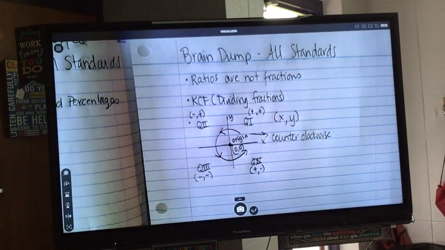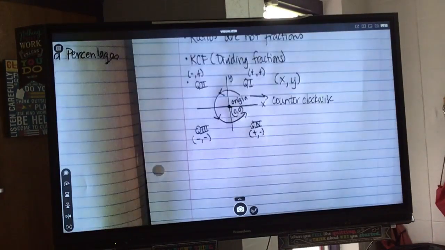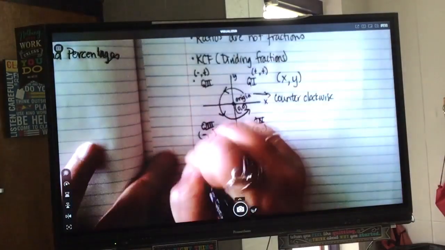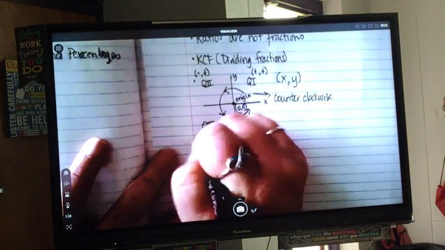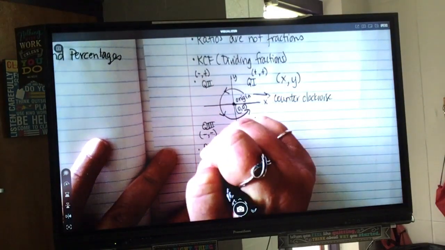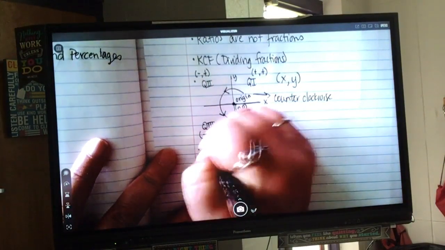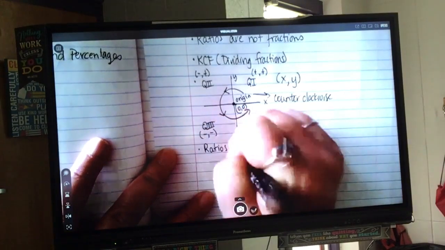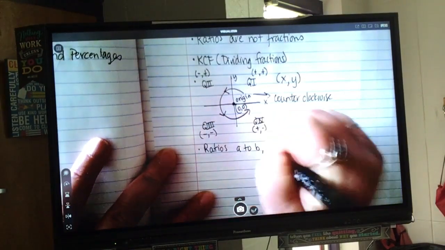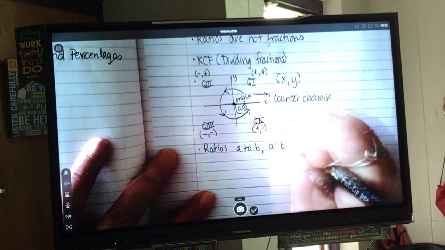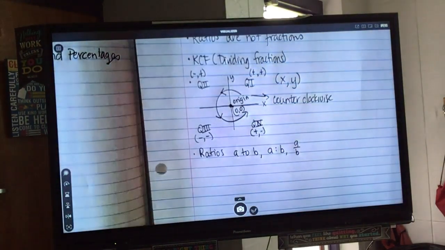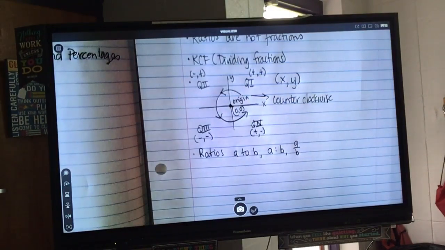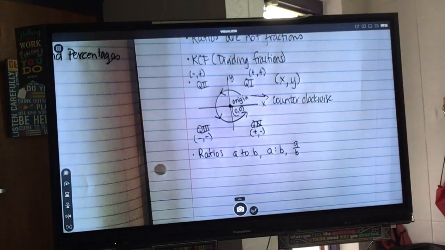All right, what else do you want to add to our brain dump? Delilah? Three different ways to write rates or ratios. So you have A to B, you have A colon B, and you have A to B. Okay? Levi, did you have your hand up, sweetie? Okay? Aiden? The height is always perpendicular to the base.